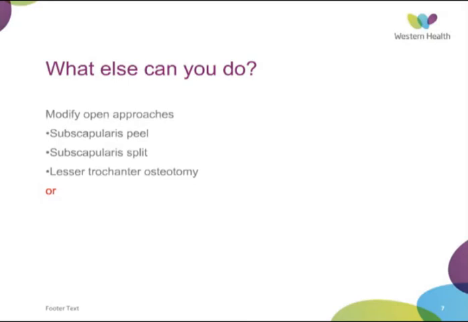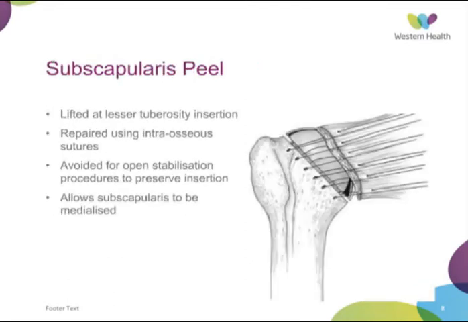So with all this in mind, what other techniques can you do to attenuate any potential damage to subscap? You can modify your open approaches, so instead of doing the tenotomy, which is classically described, you could do a subscapularis peel. You could do a transverse split in the line of the fibres. Or the other option is that you could do a lesser tuberosity osteotomy of the humerus. And bearing in mind the big picture, you could consider arthroscopic procedures for your patient.